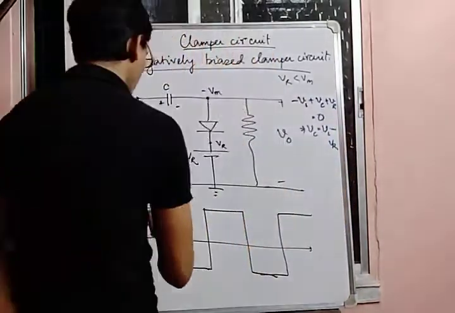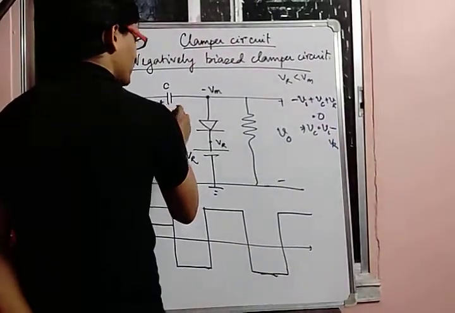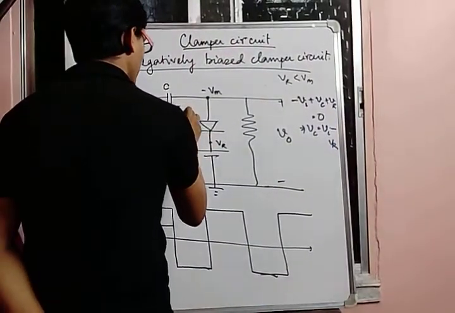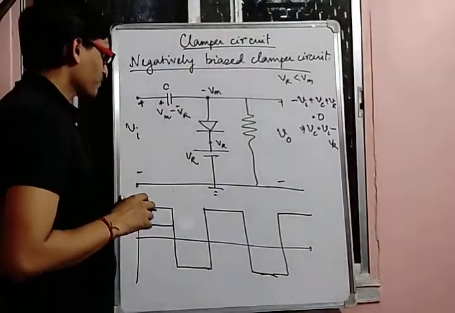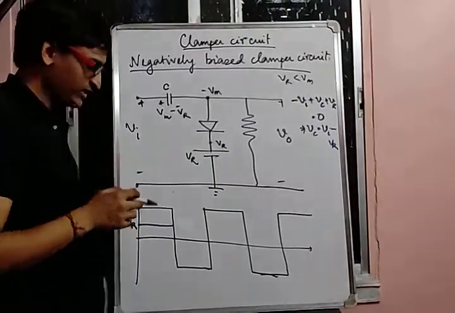Okay, so here we are considering VI to be equal to VM. Peak value of this VI is VM. So it will get charged up to VM minus VR, somewhat in this direction. Okay, so it will get charged up to somewhat in this direction.